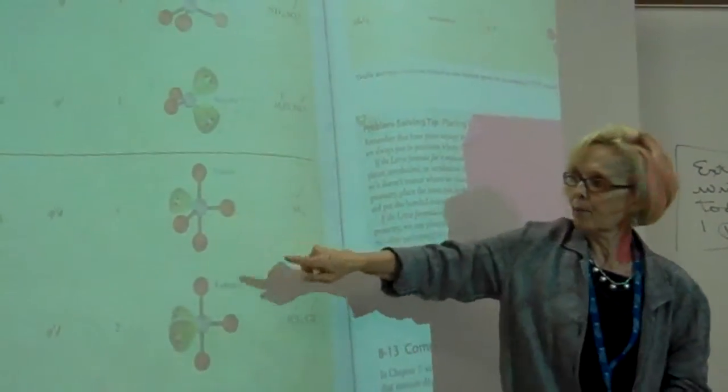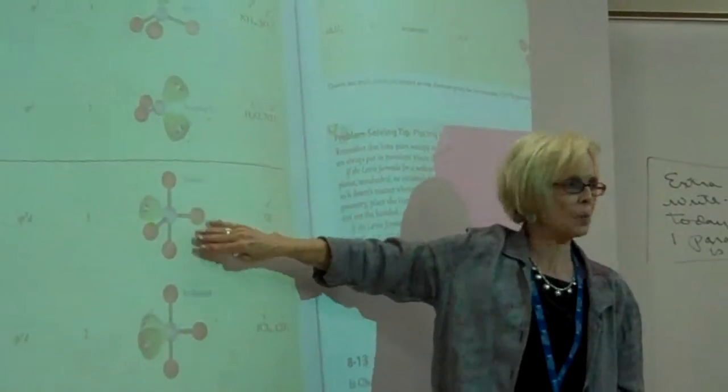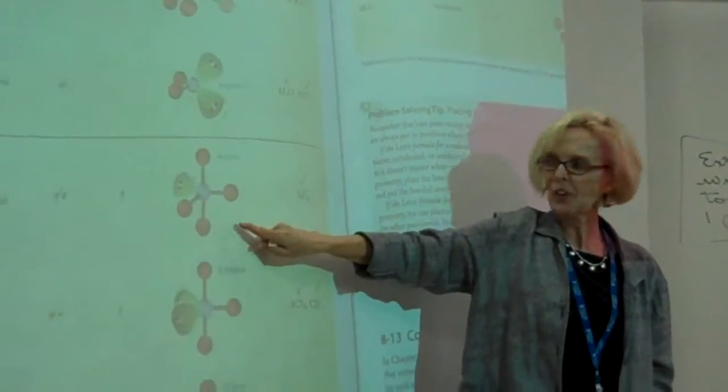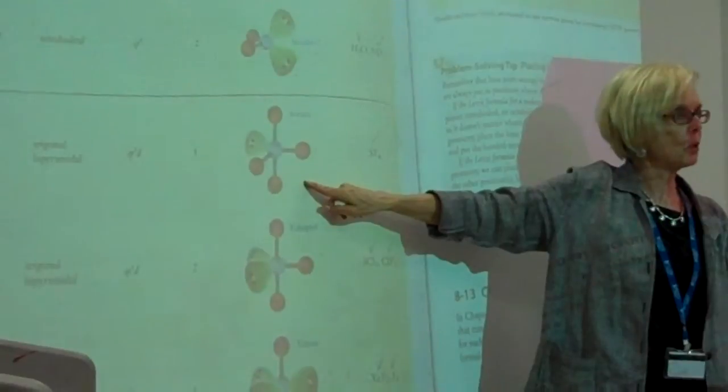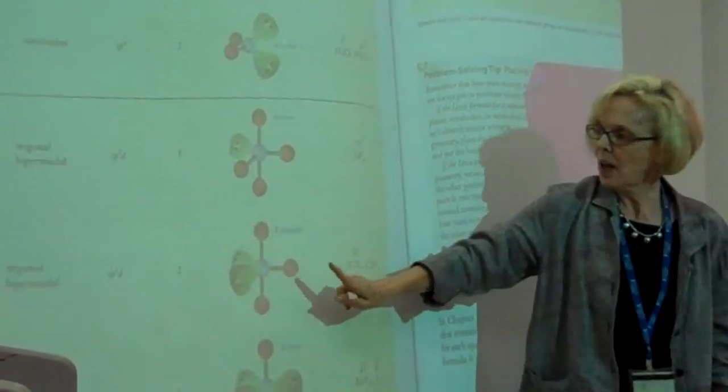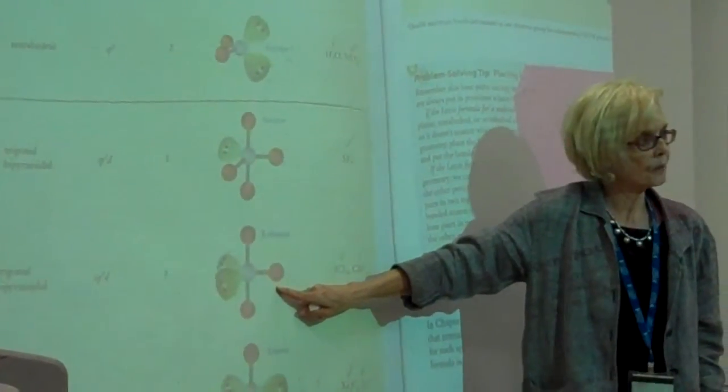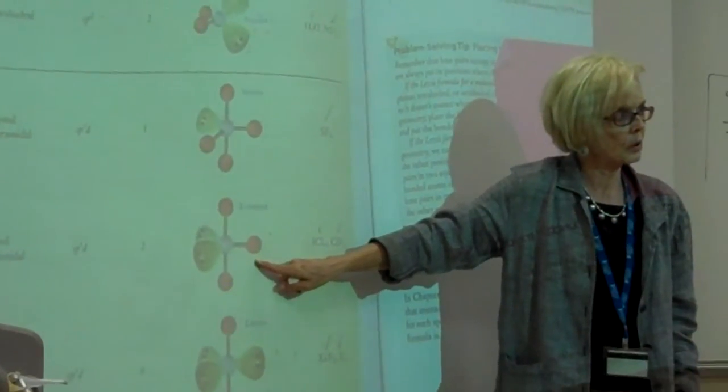Great. Now, what's my molecular shape? Seesaw. That's the weird one. Polar or non-polar? Polar. Okay, what's the molecular shape? T-shape. Polar or non-polar? Polar.